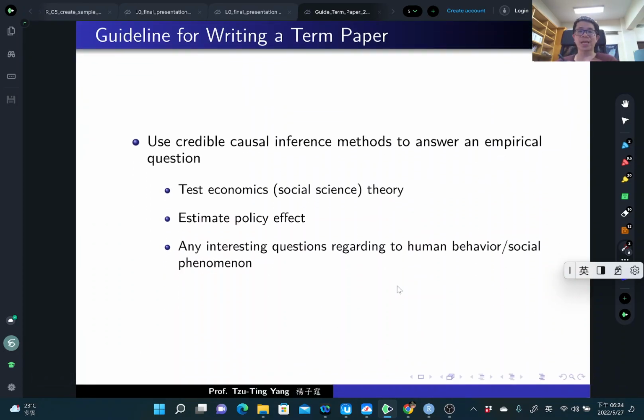Okay, so basically the goal of the term paper is to help you practice using credible causal inference methods to answer very important empirical questions in economics. It could be either testing some economics or social science theory, or estimating some policy effects that could be quite important, or any interesting question regarding human behavior and social phenomena. I think all of your research topics fit these 3 categories. So I'm very satisfied with all of your progress.